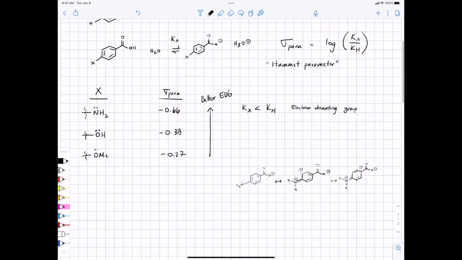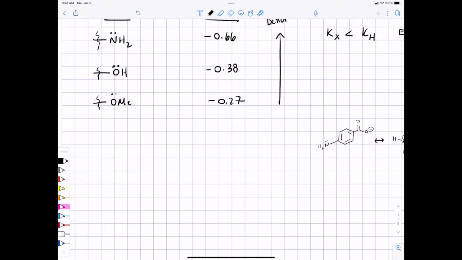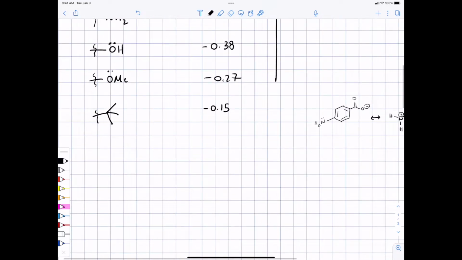Okay, now some other familiar players show up on this list, including groups that are inductive donors. So the t-butyl group, we're getting to sigma para values that are pretty close to zero, which means that the equilibrium constant is about the same as it is for benzoic acid. It turns out that whether you have the t-butyl group or the methyl group doesn't matter much in terms of the sigma para value.